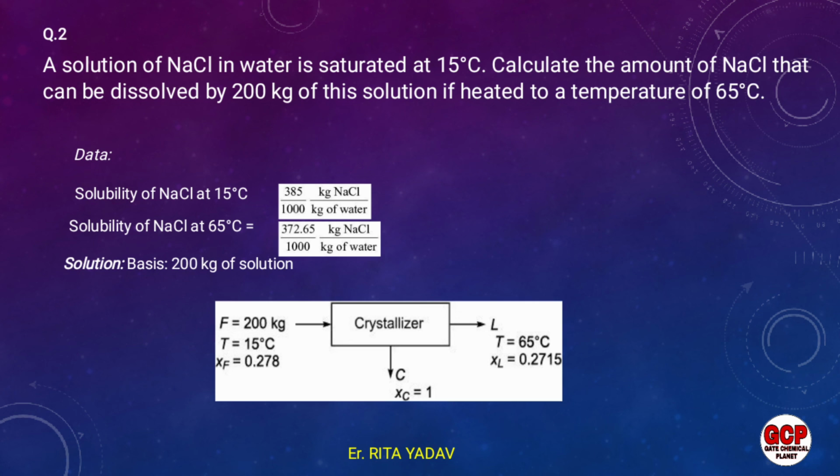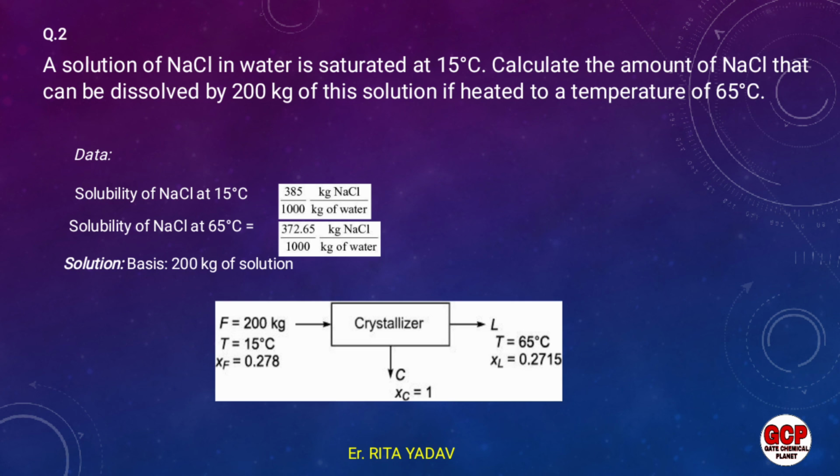So the solubility data are given. On the basis of the solubility data, we can easily find out the mole fractions XF, XC and XL. Okay, so the solubility of NaCl at 65 degrees Celsius is given, which is 372.65 kilograms of NaCl per 1000 kilograms of water. So here we will take the basis, which is 200 kilograms of solution, and F is already given. F is the flow rate of feed, which is 200 kilograms.